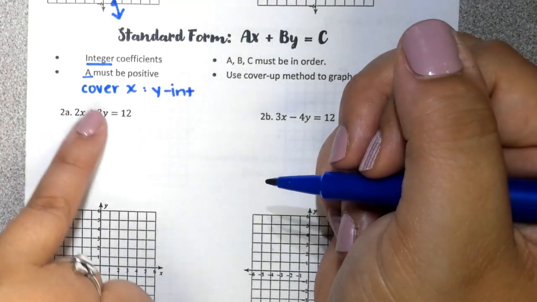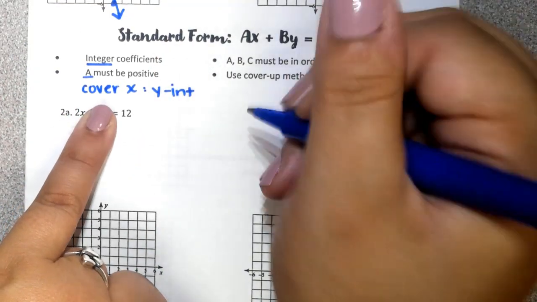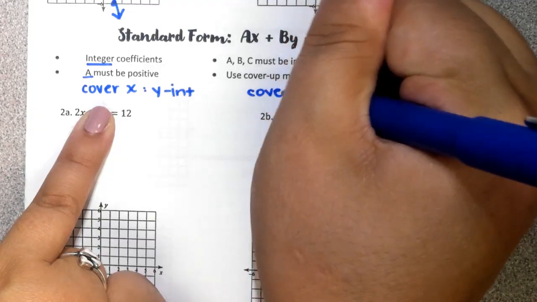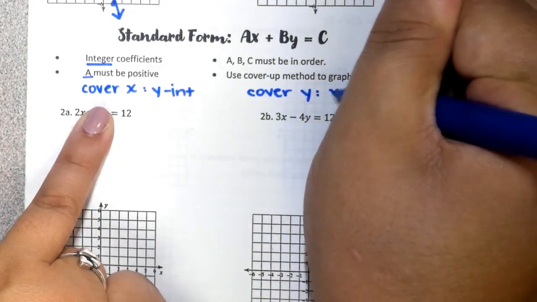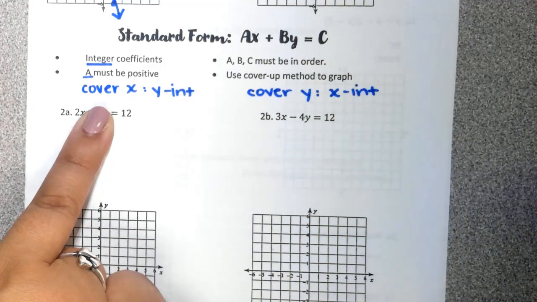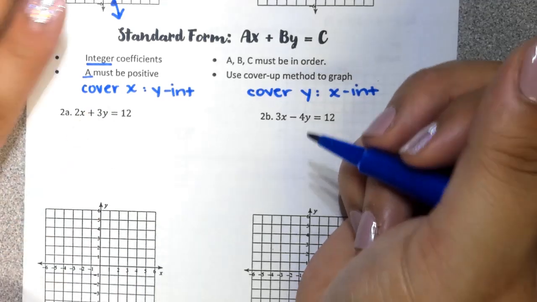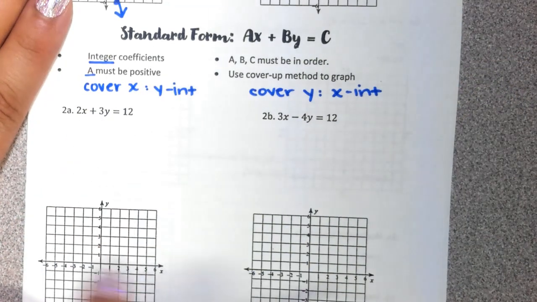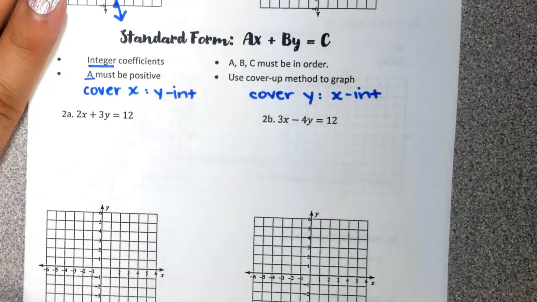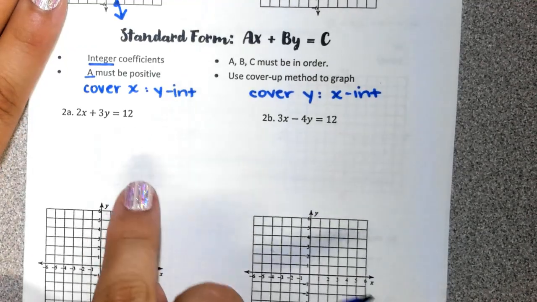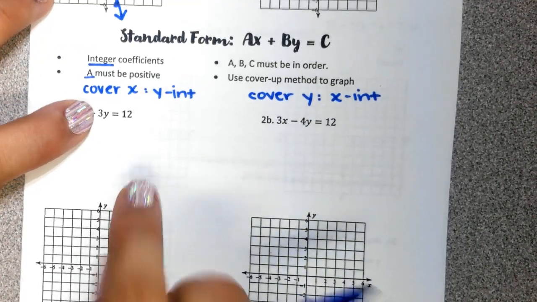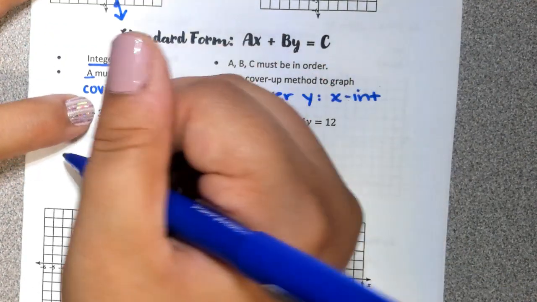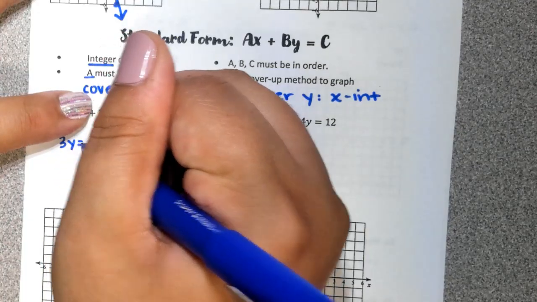What do you think it does if I cover the y? You get the x-intercept. Why? Why do I get the x-intercept? Because that's like saying if the y is 0, well, where are your y 0 at? On the x-axis. So, if I cover my x, do you agree I get 3y equals 12?